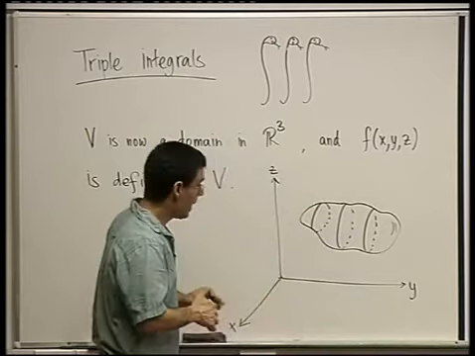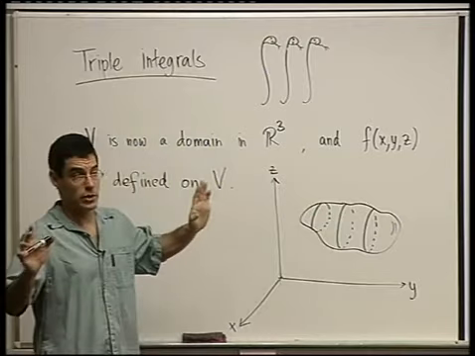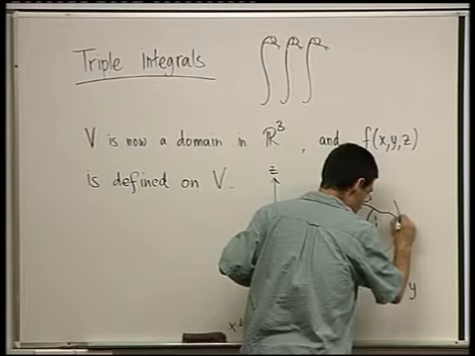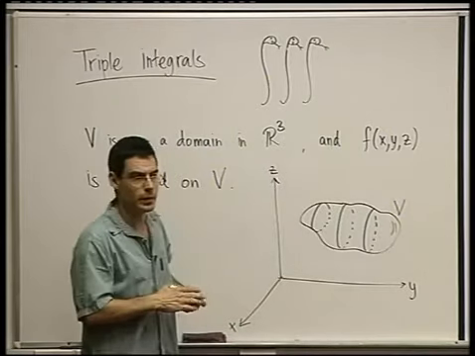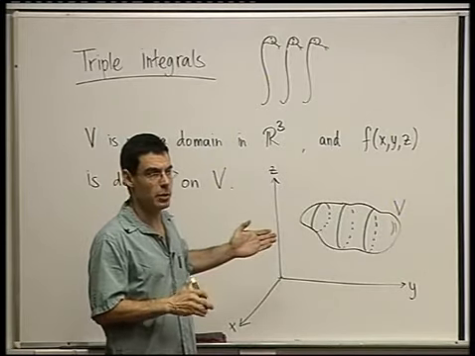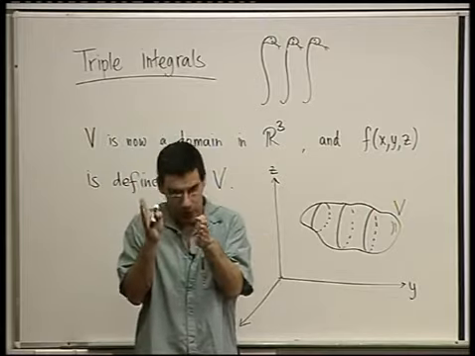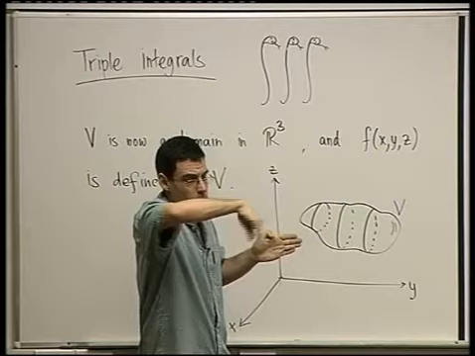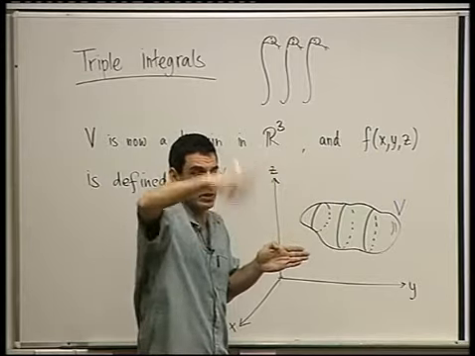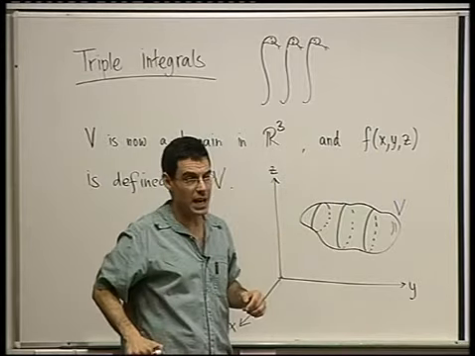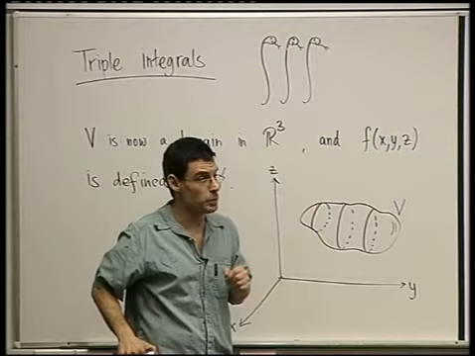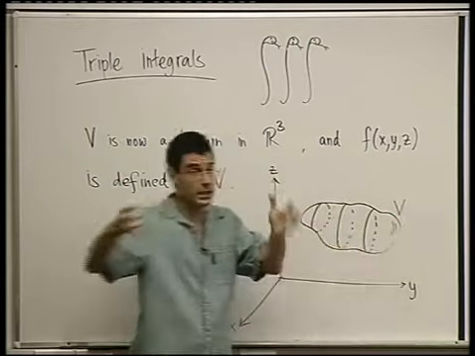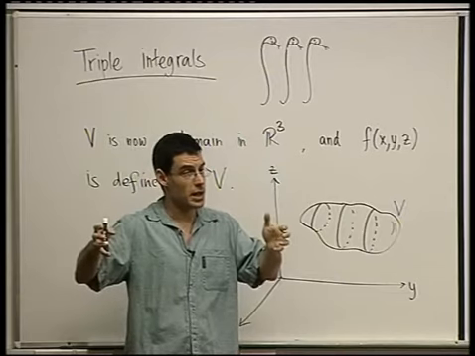So I'm going to do exactly what I did in 2 dimensions. I'm going to divide this domain into what? What's the partition going to be into? In single variable, it was into little subintervals. In 2 dimensions, it was into little rectangles. What's it going to be into now? Cubes. Little cubes.